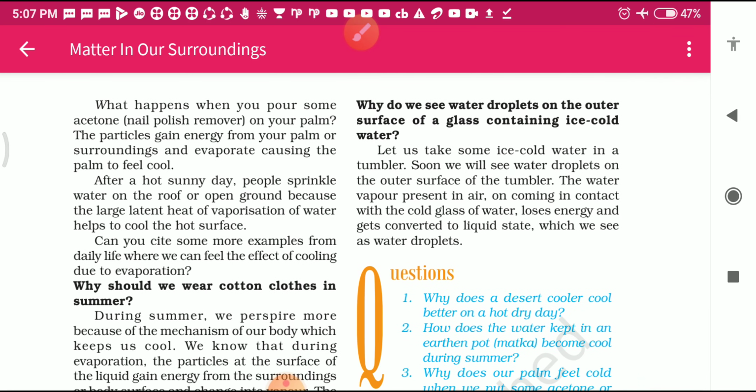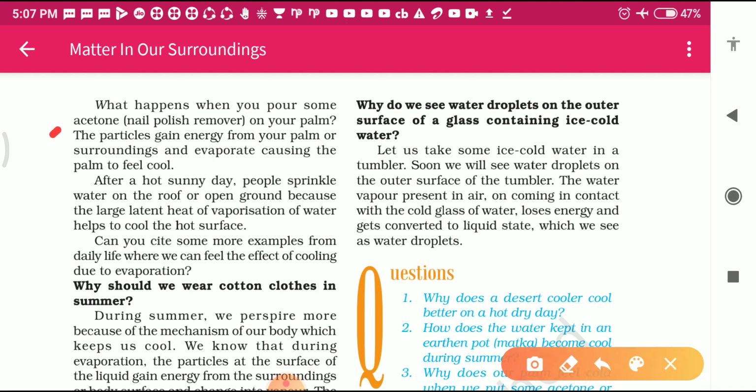Now from here, what happens when you use some acetone nail polish remover on your palm? The particles gain energy from your palm or surroundings and evaporate, causing the palm to feel cool.